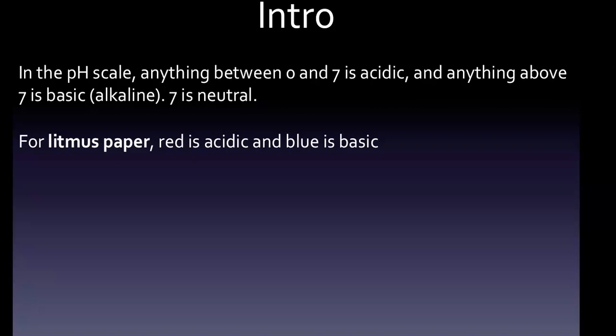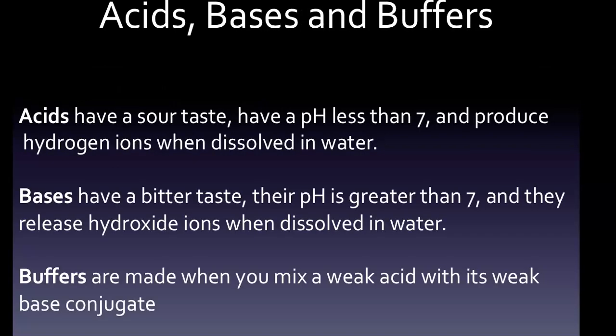Acids have a sour taste, have a pH less than 7, and produce hydrogen ions when dissolved in water, while bases have a bitter taste, pH greater than 7, and they release hydroxide ions as opposed to hydrogen ions when dissolved in water. Bases also accept hydrogen ions from acids.